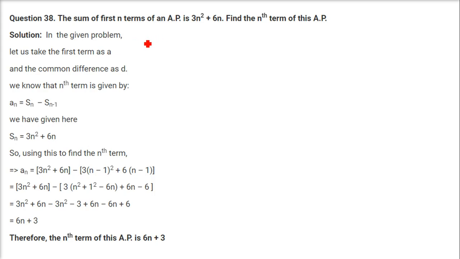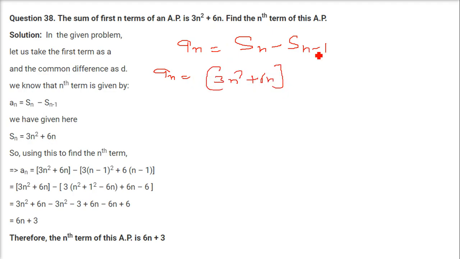So in this type of question, we find the nth term by the sum of n terms minus the sum of n minus 1 terms. So Sn is 3n square plus 6n. So An will be equal to Sn, which is 3n square plus 6n, minus Sn minus 1. So I'll write n minus 1 in this place: 3 into n minus 1 whole square plus 6 into n minus 1. So this is how we get the nth term.